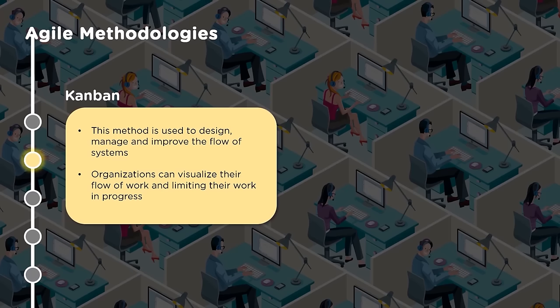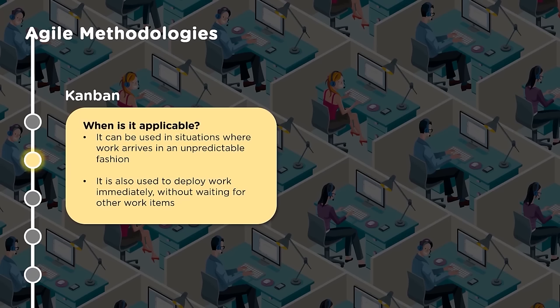And it's also called a pull system because people pull the work from it and then complete it. So where is this applicable? It can be used in situations where work arrives in an unpredictable fashion. That means it gives a lot of flexibility in terms of adapting to the changes happening in a dynamic environment. It is also used to deploy work immediately without waiting for other work items. Since it is visible, things can go smoother and easier, so that people are owning it rather than disowning it. Now let us look at Lean.